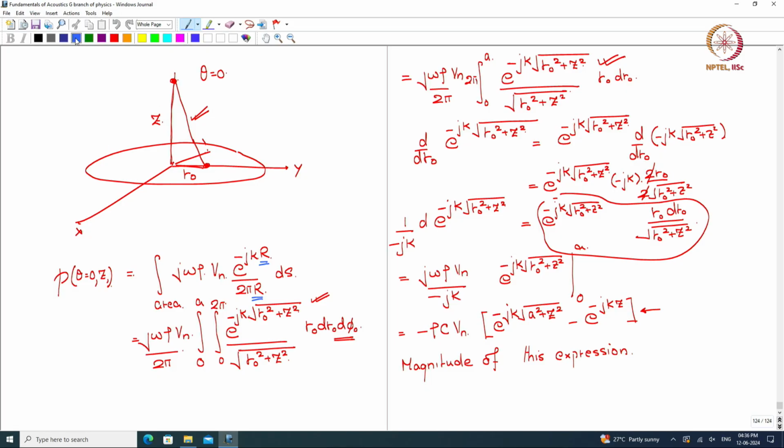Welcome to this next lecture on fundamentals of acoustics. In the last class we were looking at on axis pressure from a piston placed in a rigid wall or baffle, and we had arrived at this expression here for on axis pressure as a function of z. So let us move ahead with this expression.